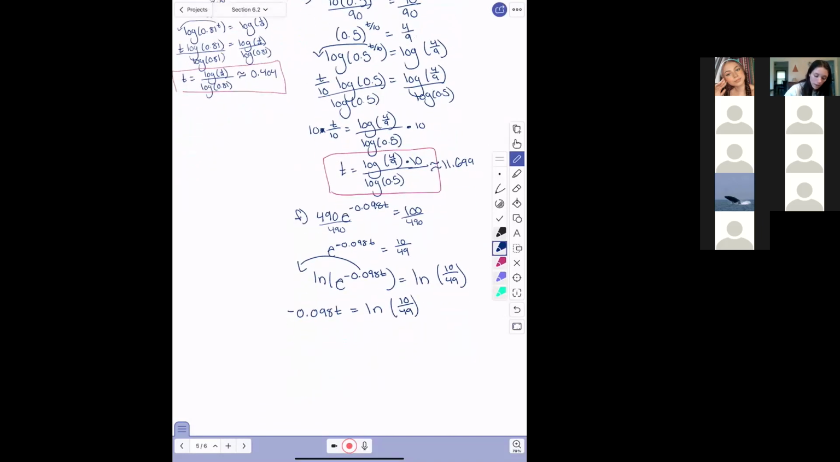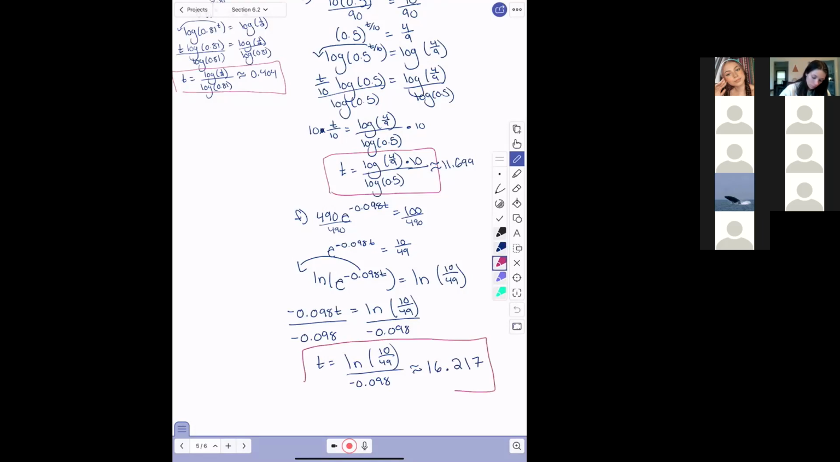Our last step here is to divide both sides by this negative 0.098. So we have t is equal to the natural log of 10 over 49 divided by negative 0.098. It's approximately equal to 16.217. And that's the final answer there.